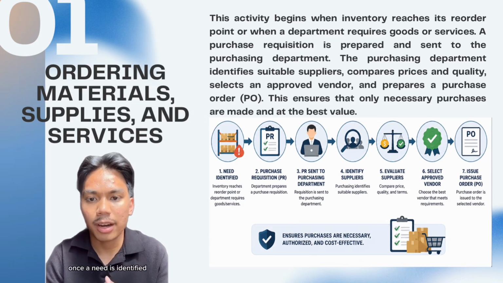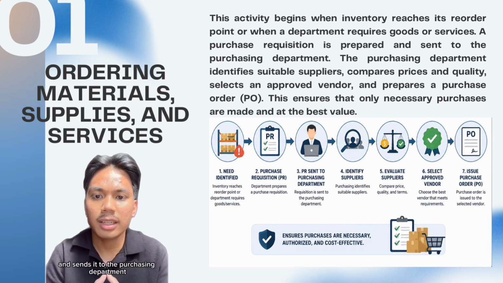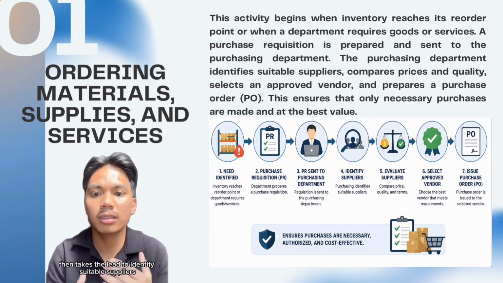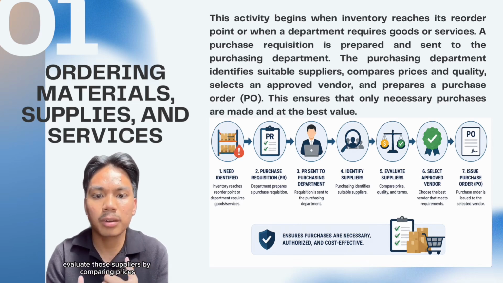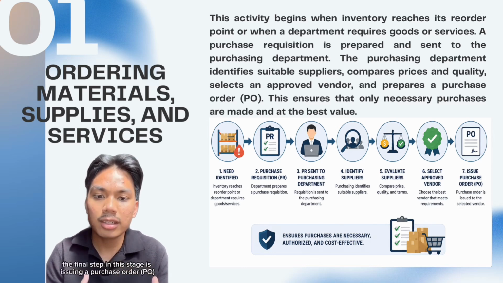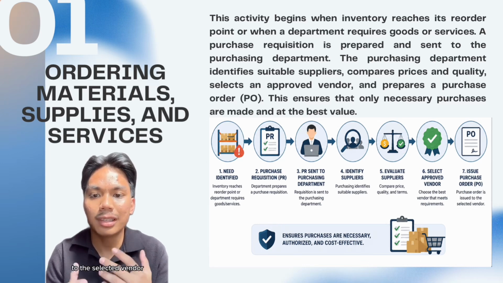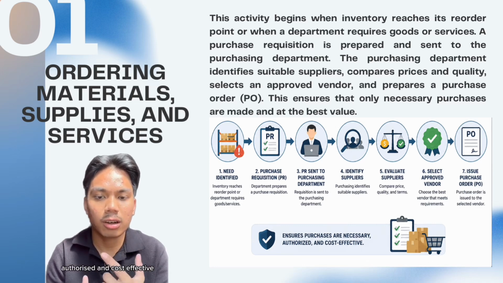Once a need is identified, the requesting department prepares a purchase requisition (PR) and sends it to the purchasing department. The purchasing department then takes the lead to identify suitable suppliers, evaluate those suppliers by comparing prices, quality, and terms, and lastly, select an approved vendor that best meets the requirements. The final step in this stage is issuing a purchase order (PO) to the selected vendor. This structured approach ensures that every purchase is necessary, authorized, and cost-effective.